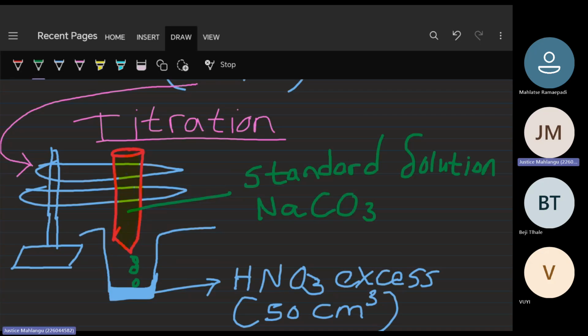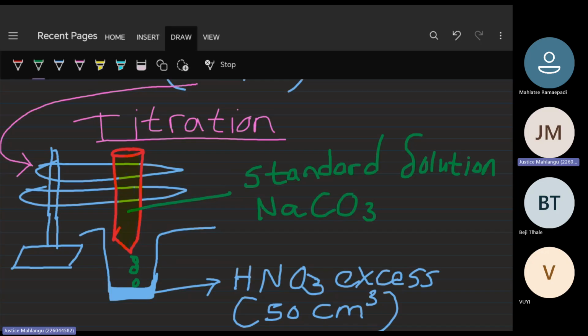So we're going to use this concentration here to get the concentration of the excess in 50 cubic centimeter, because we don't know the HNO3, the nitric acid. We don't know its concentration. But we're going to use the standard solution to get the concentration of what? Of that nitric acid. This is good.